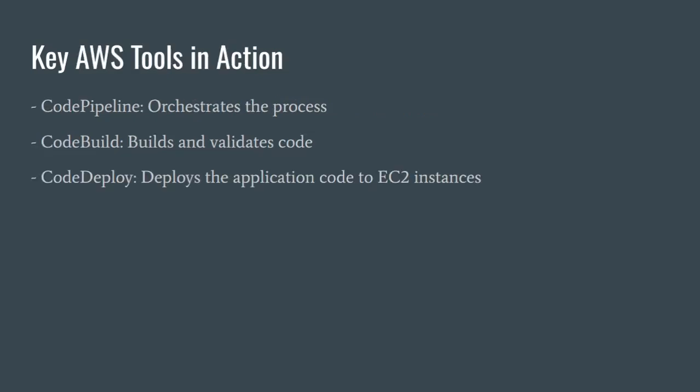Let's look at how each AWS tool operates. First, there's CodePipeline. CodePipeline orchestrates the entire pipeline, ensuring seamless transitions between stages. The second is CodeBuild, which validates and packages the code using the instructions defined in the buildspec.yaml file. And lastly, there's CodeDeploy, which performs the actual code rollout by following the deployment steps outlined in the appspec.yaml file.